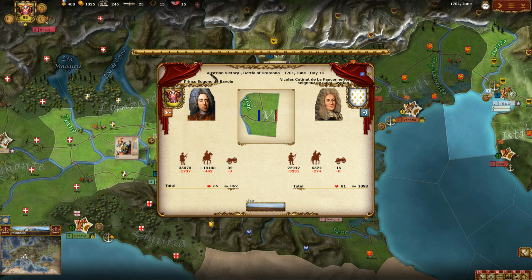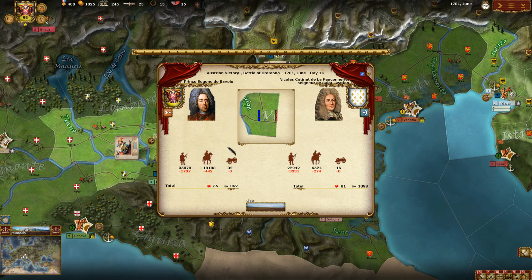I was lucky to be victorious, and I can see here who was the commander on my side, Prince Eugene, and the French commander. And I see the losses on both sides. The French took much more in infantry, but a bit less in cavalry than myself. And it was a victory in clay terrain.